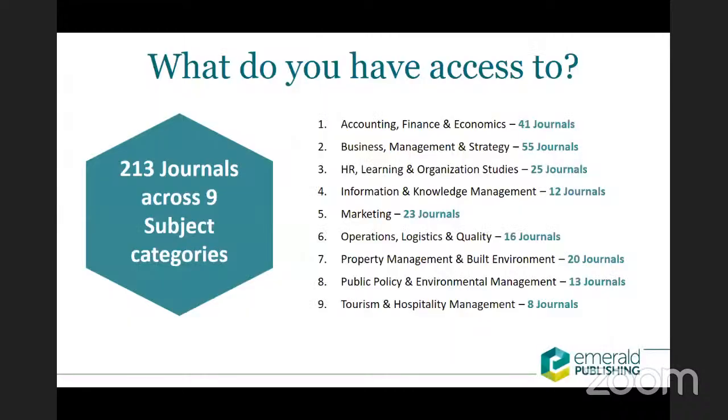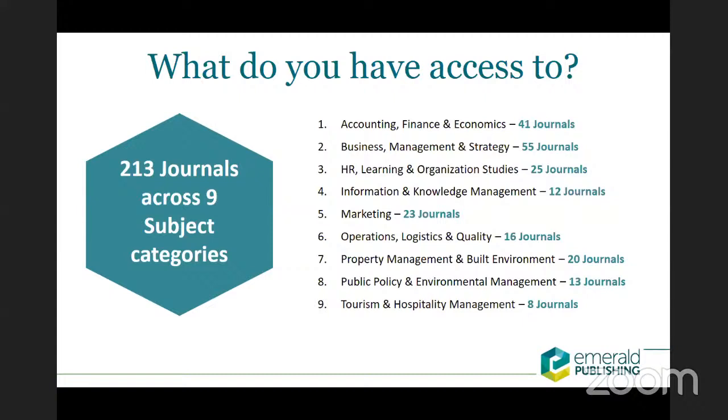Now, what does AKTU have access to? What does the consortium have access to from Emerald? You have access to 213 journals from 9 subject collections. Accounting, Finance, Economics has 41 journals. Business Management Society has 51 journals. HR, Learning and Organization Studies has 25 journals. Information Knowledge Management has a total of 12 journals.